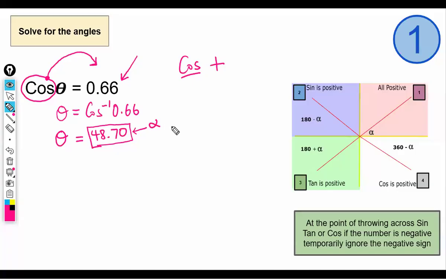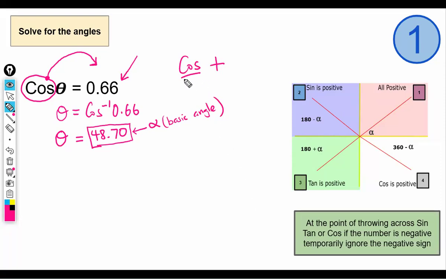You see the very first answer we get? You just call him alpha. Another word for alpha is the basic angle. So usually the first answer we get is your basic answer. Now, in today's question, this answer is our first answer, but usually you get two answers.